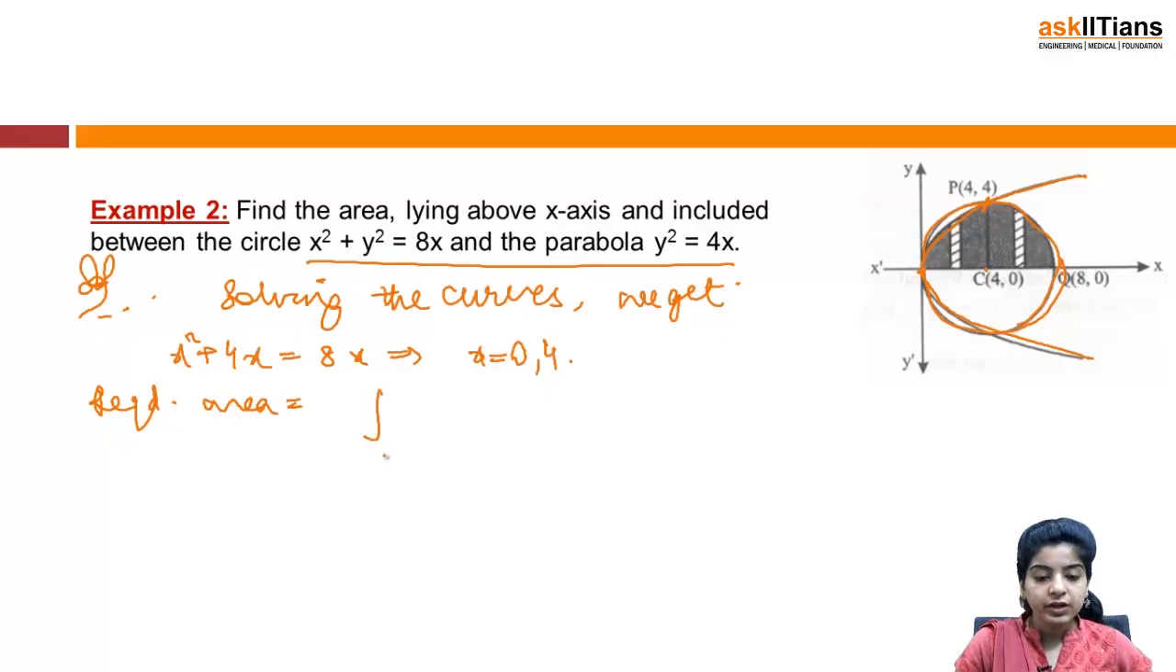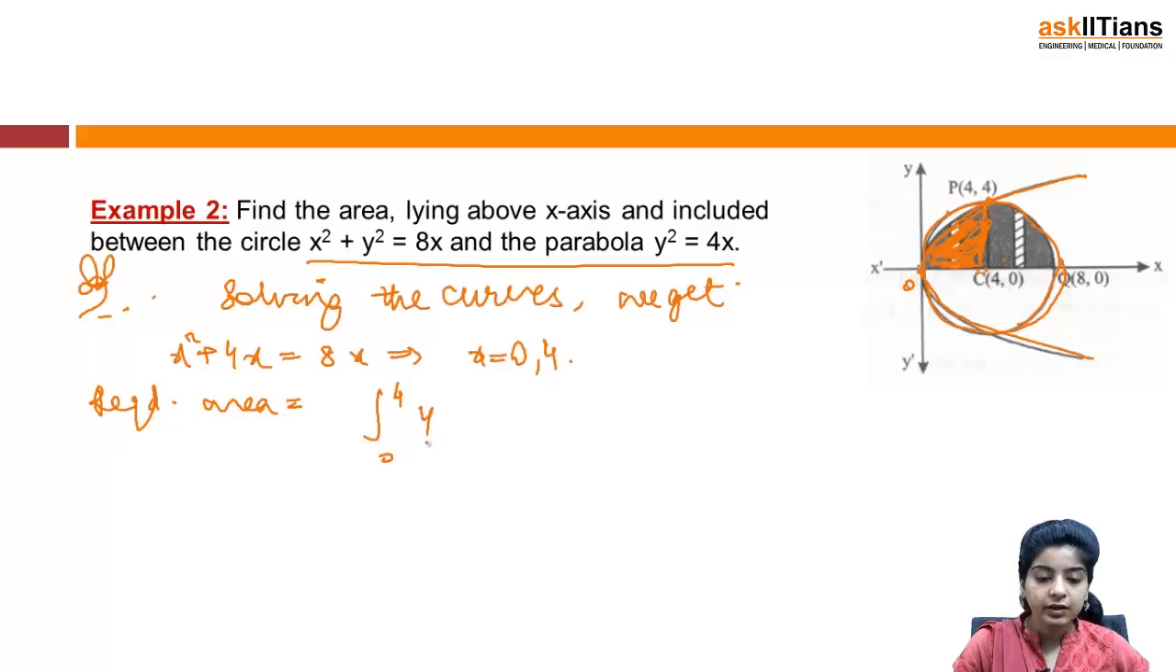So, required area is 0 to 4, and this area in 0 to 4, it will be area of circle, this whole area minus area enclosed by parabola. Sorry, we need to find out this shaded area, right. So, this area would be simply 0 to 4 area enclosed by parabola. We need not consider the circle in this region, because we just need this area. I have shaded it, this area would be integral 0 to 4 area enclosed by parabola.